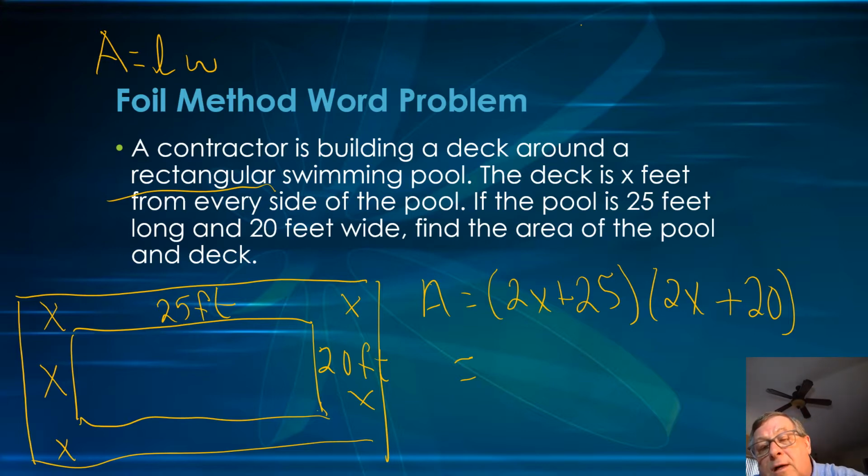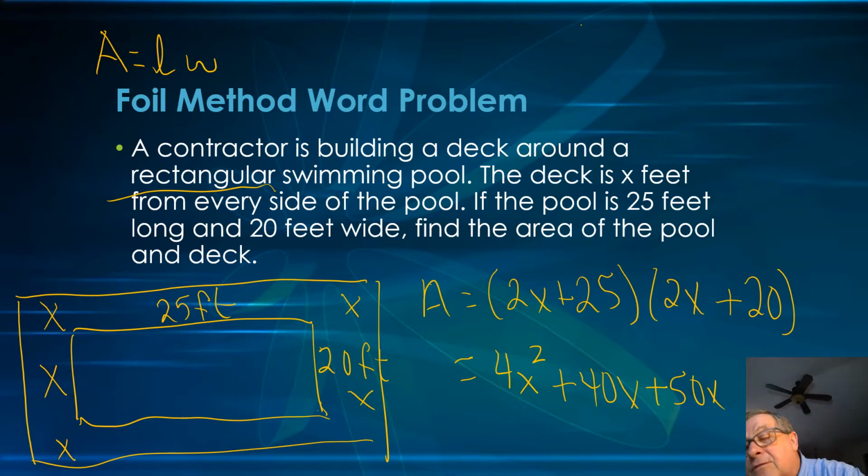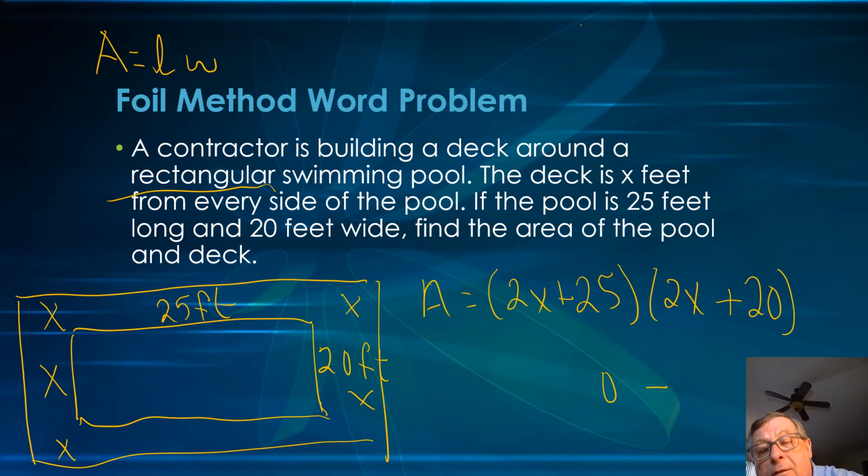Well, my first terms, 2x times 2x, that's 4x squared. And then 2x times 20, the outer terms, that's plus 40x. And the inner terms, 25 times 2x, that's 50x. And then my last terms, 25 times 20. Well, 25 times 2 is 50 times 10. That's 500.